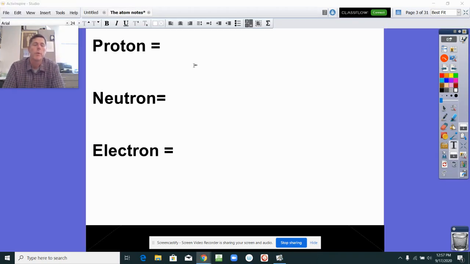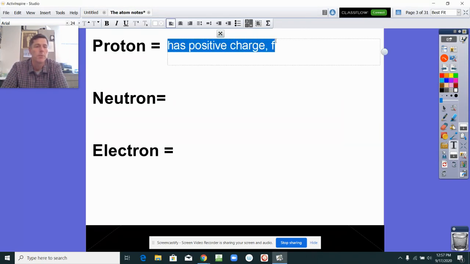Okay, let's do a quick review of the three subatomic particles, what we know so far. On the protons, we know it has a positive charge. We know it's found in the nucleus. And lastly, we know it has a mass of 1. That's all we know so far.